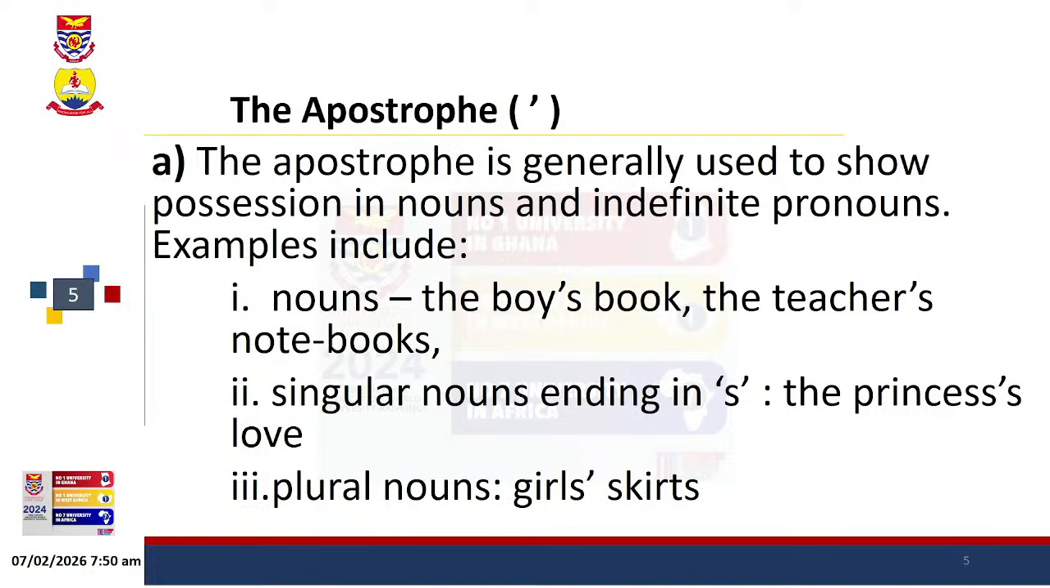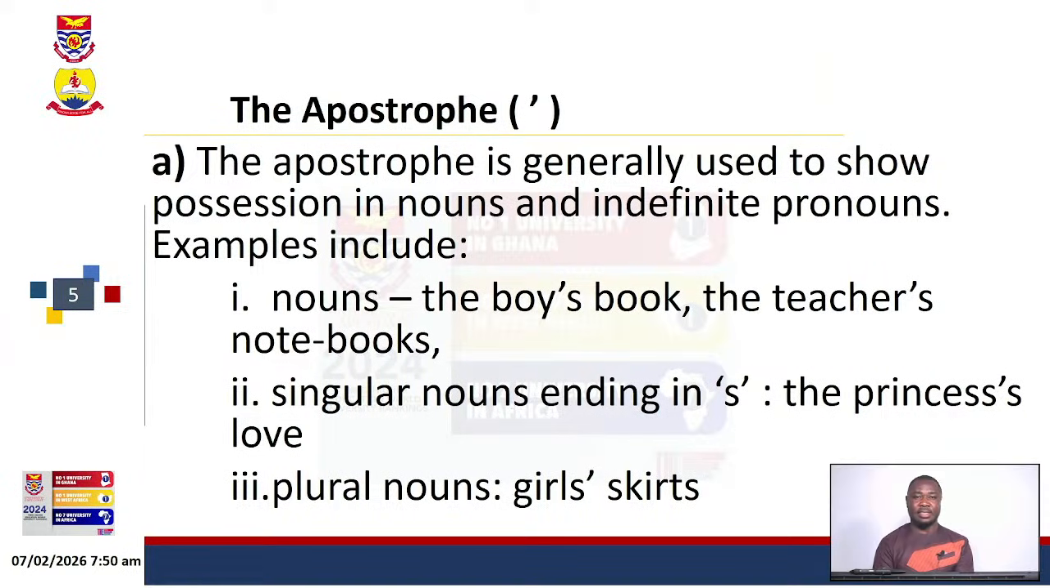In our first session, we are looking at the apostrophe. We are looking at the uses and instances of the uses of the apostrophe as a punctuation mark. But what is an apostrophe? Generally, the apostrophe is used to show possession in nouns. And it is also used to show possession in indefinite pronouns. By possession, we mean ownership, to show that one noun owns another noun.